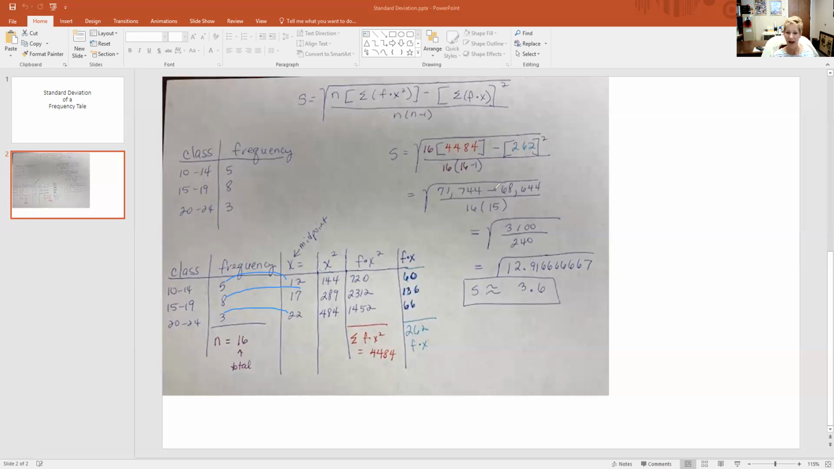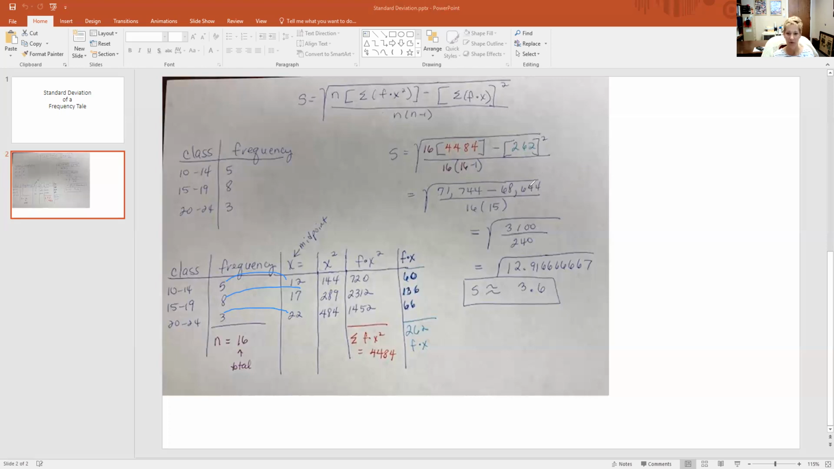Now, notice what happens. If this second number comes out to be bigger than this first number, of course, that means you must have made a mistake because you're not going to be taking the square root of a negative number. So at least write me a note if you can't find your mistake. I know this isn't right, but I can't find my mistake. So you can get partial credit.